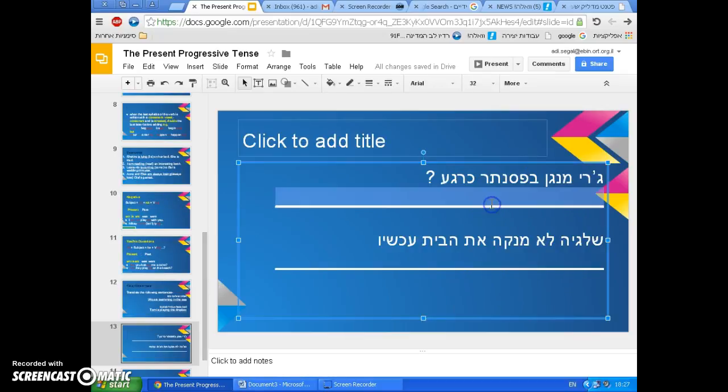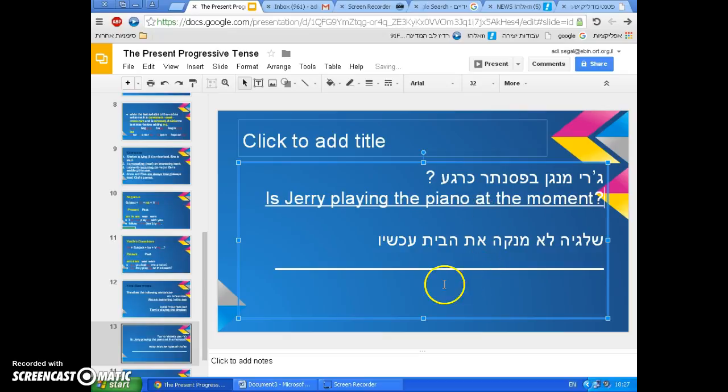Is Jerry playing the piano right now? This is a question. Unlike in Hebrew, where we just add the question mark, in English we learned what we need to do. We need to move the verb be to the beginning of the sentence. So instead of saying Jerry is playing the piano now, we will ask, is Jerry playing the piano at the moment? And of course add the question mark.